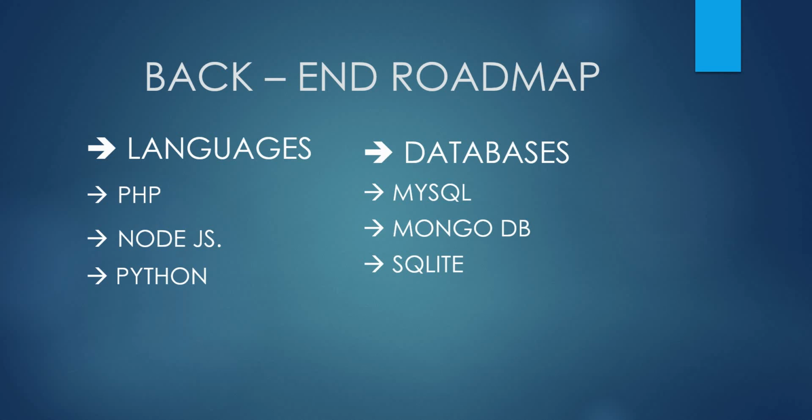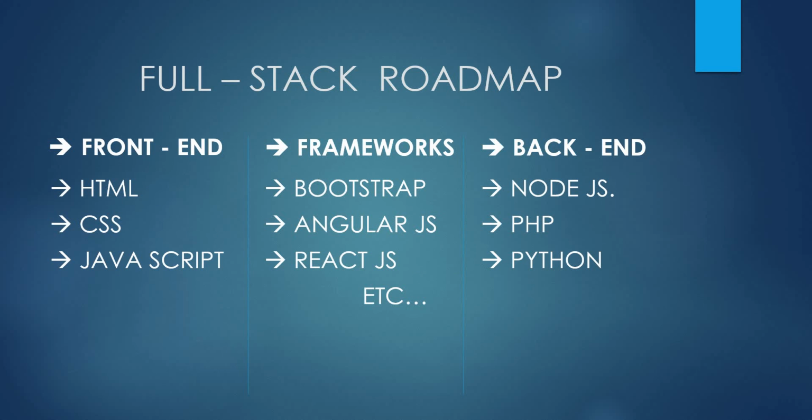One should use MySQL as a database through PHP. PHP has an integrated MySQL database system. So one who is a starter, who is just beginning backend development, can learn PHP with the MySQL database, and you should learn the MongoDB database with Node.js, and with Python you should learn the SQLite database. So let's move towards the full stack roadmap.